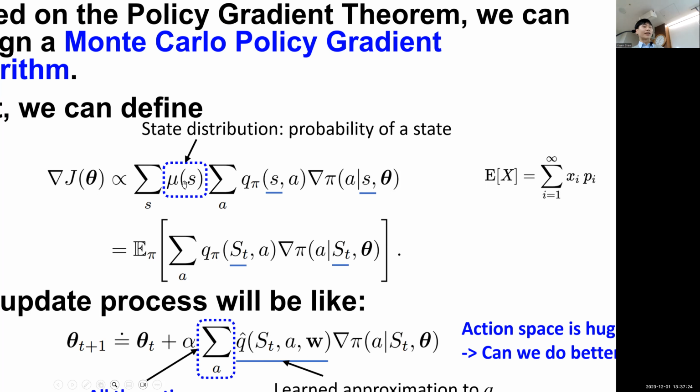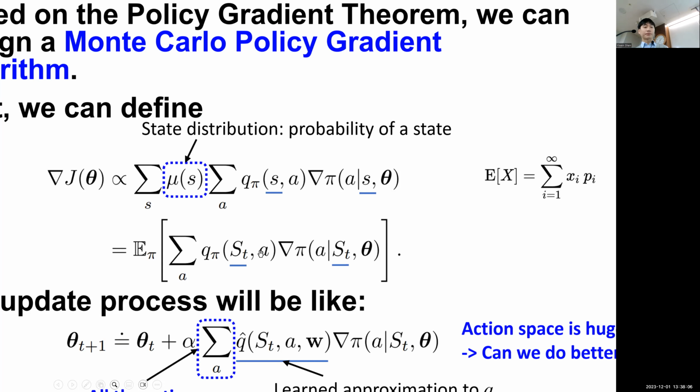Remove this sum over S, mu S, because this mu S you can consider as the probability, times the remaining stuff here. The difference is that now instead of a sum iterating through all the states, we just put the state as the random variable S_t, from small s to capital S, becoming S_t. Now we have transformed the gradient of our target objective function into an expectation based on the policy pi.